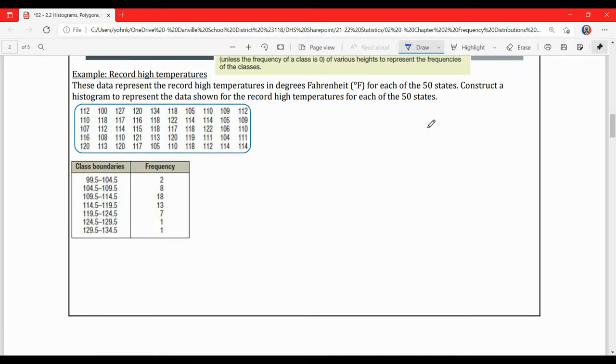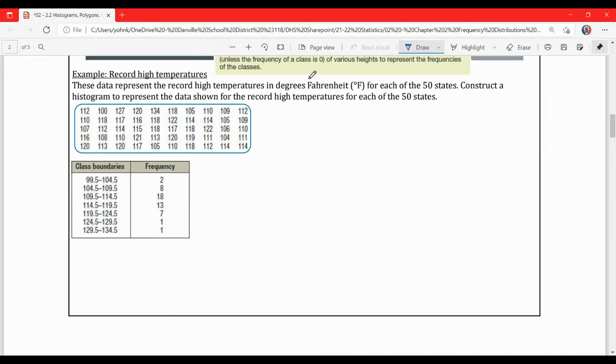So for instance, these data represent the record high temperatures in degrees Fahrenheit for each of the 50 states. Construct a histogram to represent the data shown for the record high temperatures for each of the 50 states. So this is the same problem from section 2.1. Here is the 50 raw data values. And during the last lecture, we drew this frequency table. And so we're going to use this to draw a histogram.